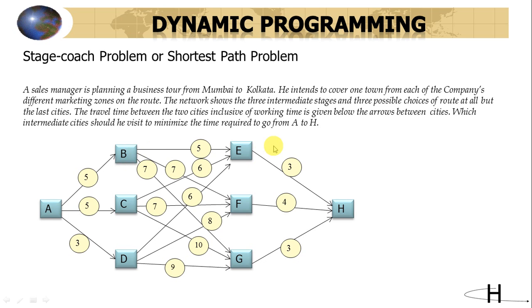Now in this problem the sales manager has to select the shortest path by following which he can go from city A to city H. He has many options: he can go from A to B, B to E, E to H, or A to B, B to F, F to H, and so on. Amongst all the possible paths, the sales manager has to select the shortest path. This selection of the shortest path can be made with the help of dynamic programming.